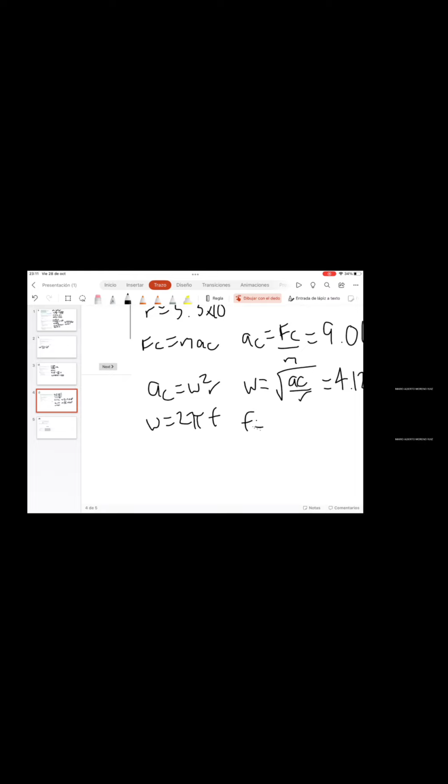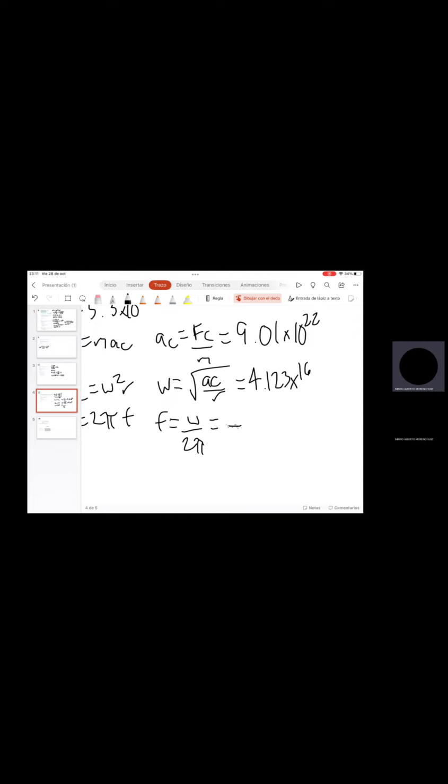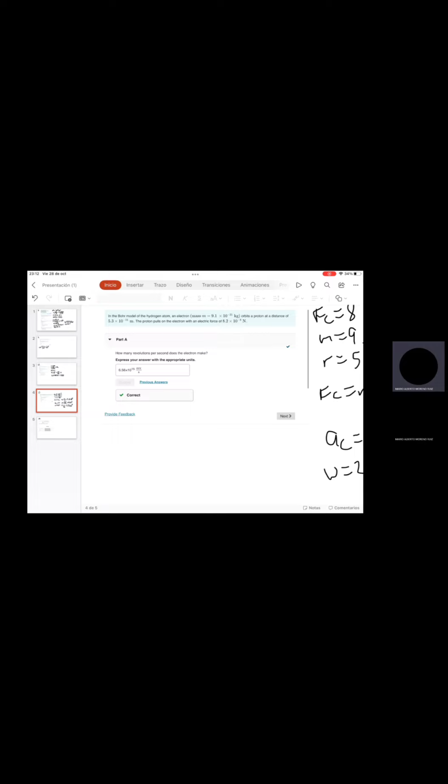And with this, we know that the formula of W is also 2 times pi times frequency. So we search for frequency, so it will be W over 2 pi, and 4.123 times 10 to the 16th over 2 pi gives us 6.56 times 10 to the 15th power. And this is the result that we got here.